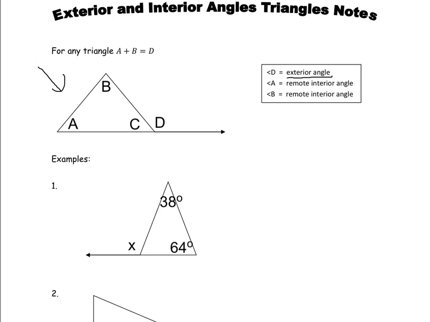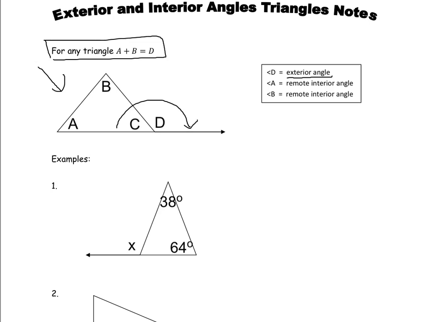Now, if you notice, angle C and D make a straight line, so they are supplementary. Since that is true, something special happens, because if you remember, the angles of a triangle add up to 180. So if D is supplementary to C, and the angles of a triangle add up to 180, then for any triangle, A plus B, those two other angles in the triangle, are going to add together to give you D.